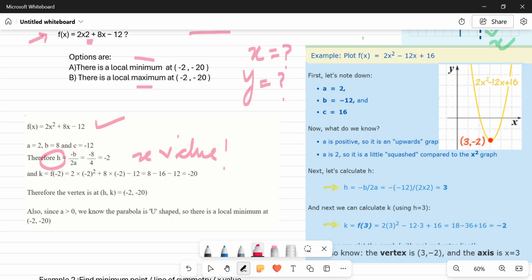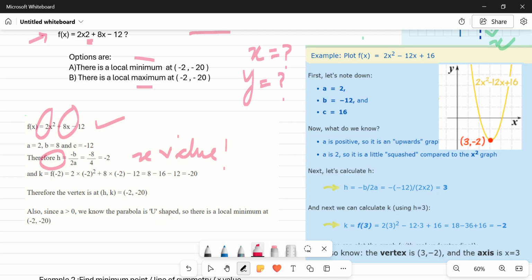So what is b here? b is 8. And a is 2. We substitute the values. The minus comes because minus is part of the formula. Minus 8 over 4 gives you minus 2. So minus 2 is the x value, or you can say the line of symmetry. You know what the line of symmetry is? It is a line which divides the parabola into two halves, passing through the center of the parabola. So this is minus 2.